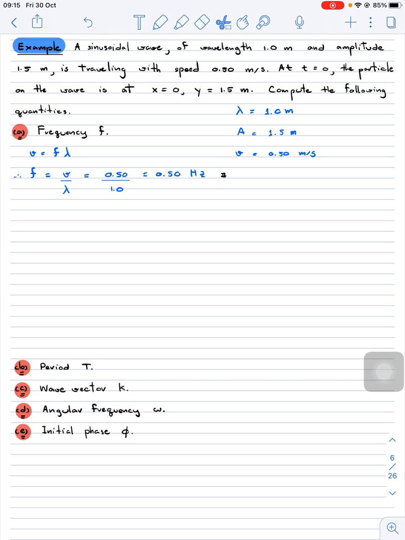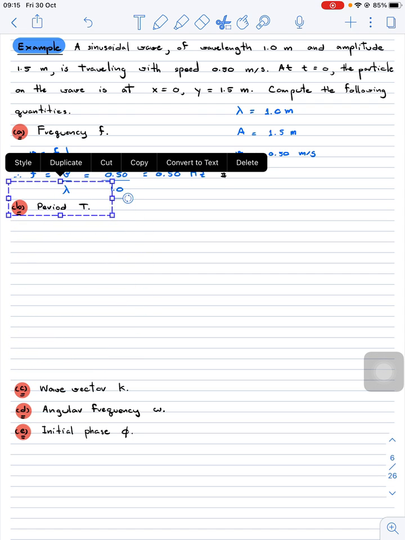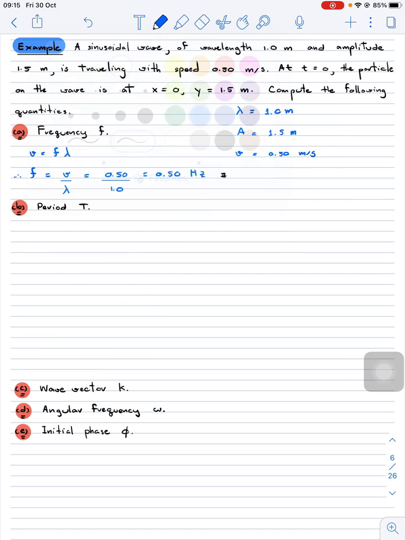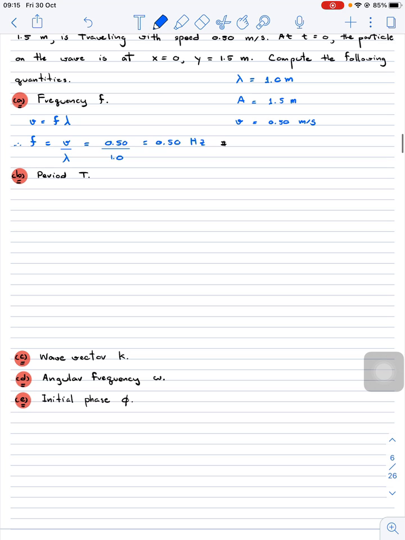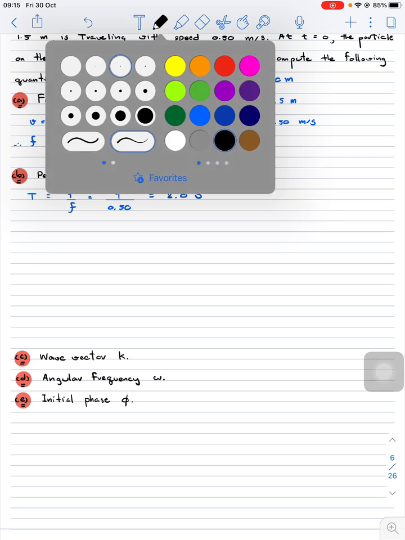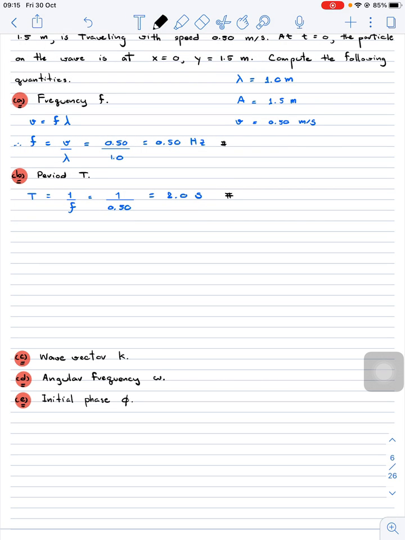Okay. Now for part B, we want to find the period T of the oscillation. Now we know the frequency, we can find the period. We can use T equal to 1 over f, equal to 1 over the frequency 0.50, which is equal to 2.0 seconds for the period of the oscillations.